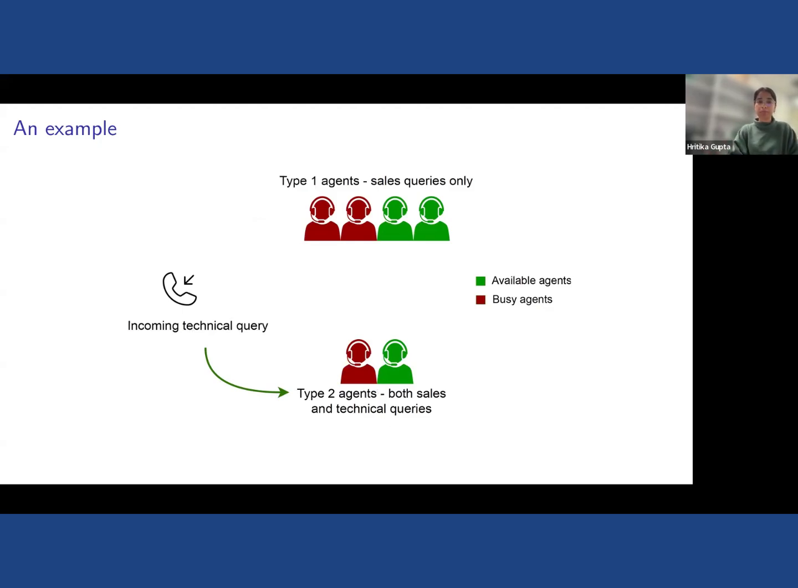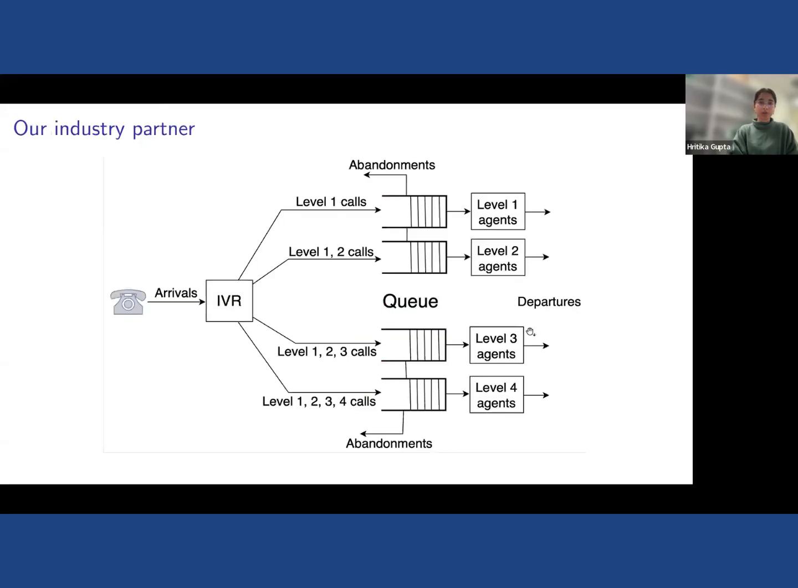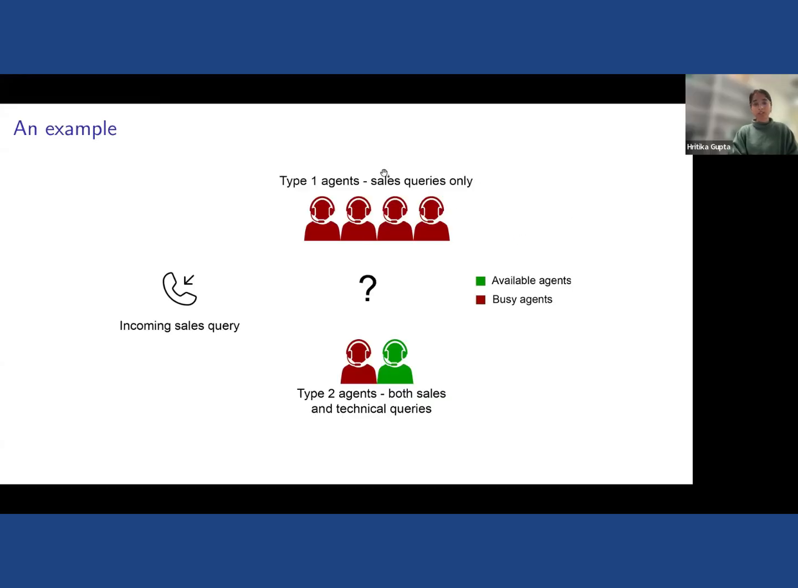But what happens when a sales query is coming in and all type 1 agents are busy, but some type 2 agents are available? In this case, should you assign the incoming sales query to this only available type 2 agent? In that case, you will block the type 2 agent from taking a technical query in the near future. Or should you add the sales query caller to the queue, where there's a risk that they might get impatient while waiting and abandon the queue?